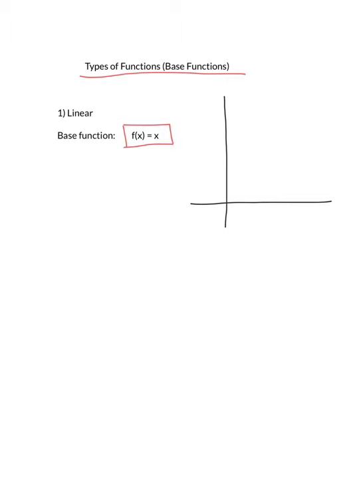Now, we know that the equation of a line is y equals mx plus b. And we know that this m is the slope and this b is the y-intercept. But when I'm referring to a base function, all I'm referring to is just the line x. So that's the line that goes through 0, 0, and up like this.